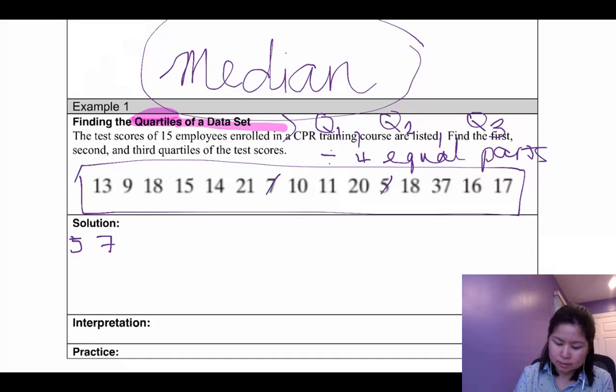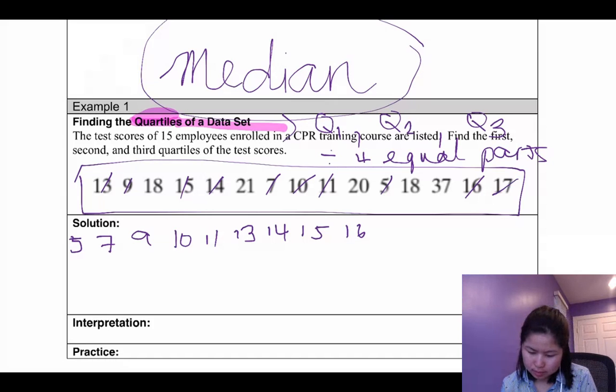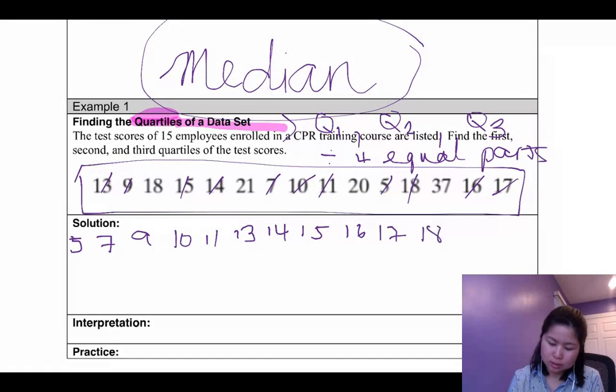So 5, 7, 9, 10, 11, 13. I'm going to ask you to please jot this down on a piece of paper because you want to have your notes when you take the test, like I said, it's much easier. 16, 17, yes. And then I have 18, 2 of those, 20, and then 21.